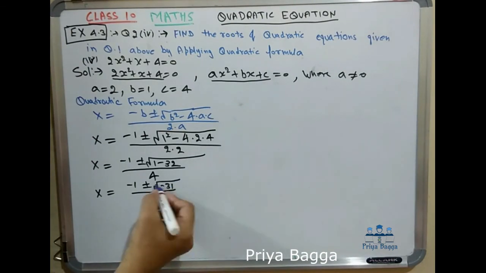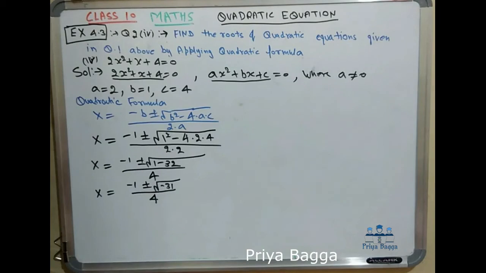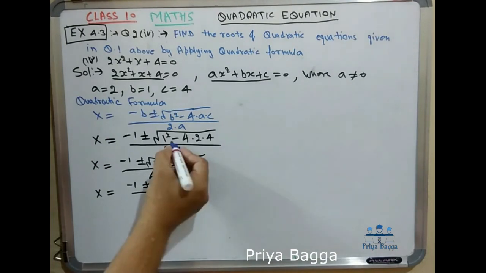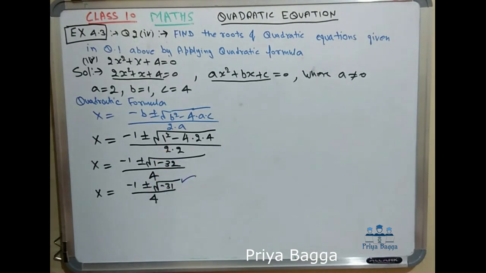Now you can see that the value is minus 31, and it is the square root of minus 31. The square root of a negative number does not exist as of now. If you see advanced mathematics, there are ways to find the square root of it, but they are imaginary. So because this determinant D is negative, it means that the real solution of this quadratic equation does not exist, because we cannot find the square root of a negative number.